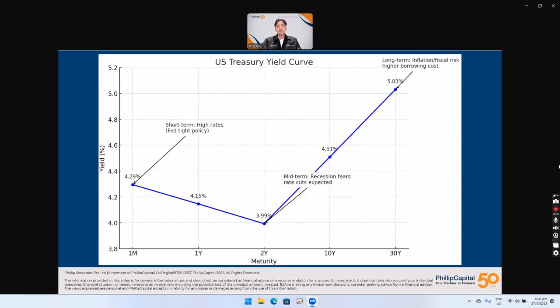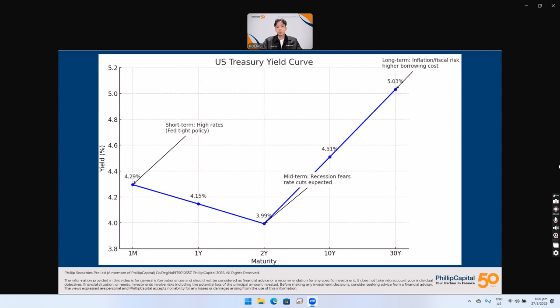So this is the US Treasury yield curve that I plotted out. This is the yield returns as of yesterday. I think yesterday the market was closed as well, but as of yesterday, this is the data I got on this chart. And what you're seeing right here is that short term, we're looking at about the first few months, higher rates, Fed tightening policy coming in.